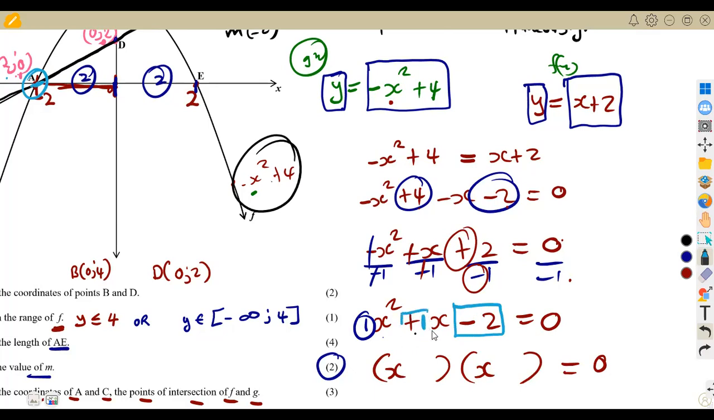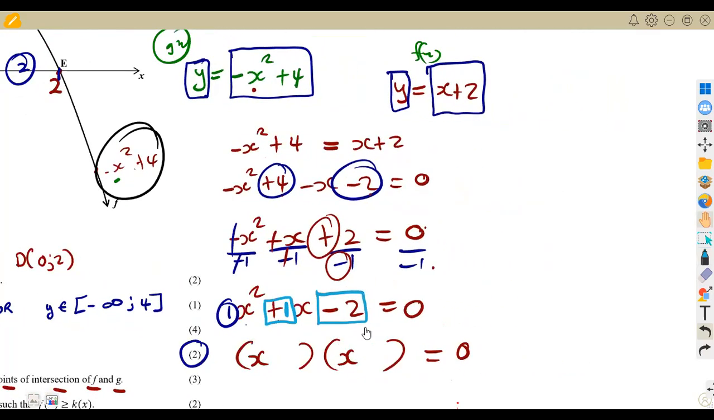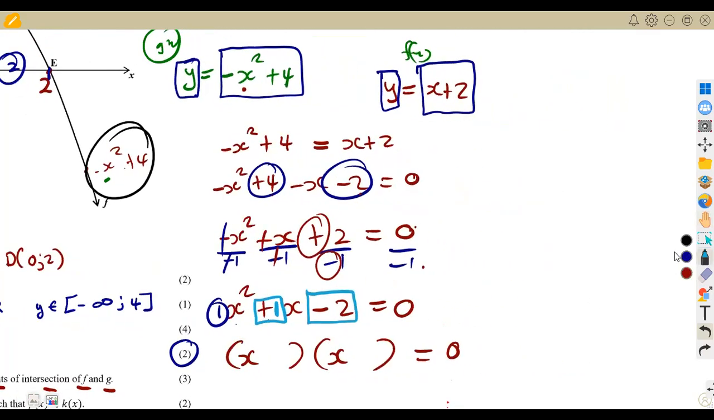So the number here is a positive 1. 1x, it means there is a positive 1 in that case. So what are the factors of negative 2? Two numbers that you multiply to get a negative 2. One of these numbers must be a negative so that you get a negative 2 when multiplying. So it's either we've got negative 2 and 1, or we have 2 and negative 1.